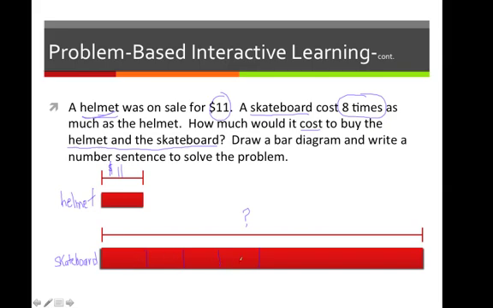So 1, 2, 3, 4. Okay, so half and then half, and that's another 4. 1, 2, 3, 4, 5, 6, 7, 8. 8 times greater than the one above it. And so each section is $11.